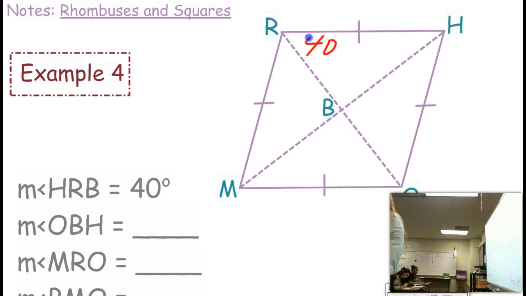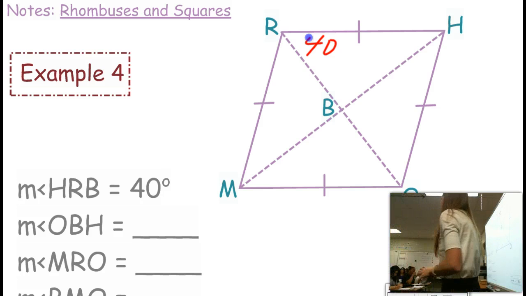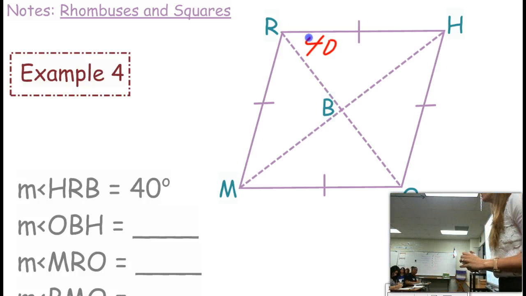We're almost done, guys. Don't worry, we're almost done. Whoa, I only gave you one angle, and I'm expecting you to find all those other angles. Let's use one of our new properties right away. The diagonals bisect the angles. So what else can I label 40?